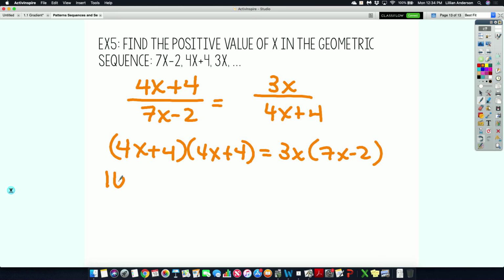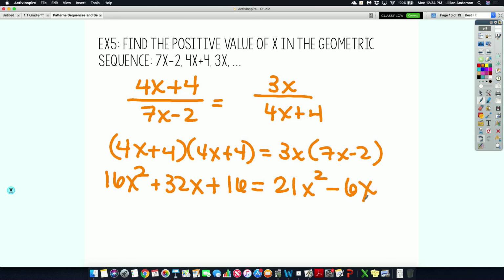So that's going to give me 16x squared. What's 4x times 4? So I have a 16x plus a 16x. What is that? 32x plus 16. What about on the right side? What's 3x times 7x? And what's 3x times negative 2?